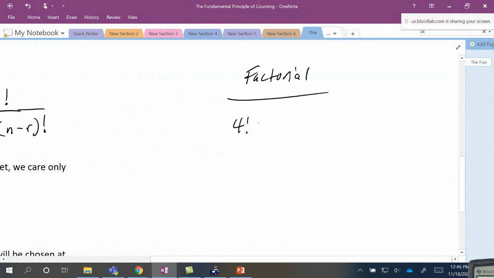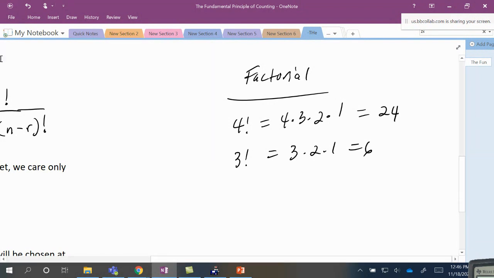For example, 4 factorial equals 4 times 3 times 2 times 1. If we multiply 4 times 3, we get 12. 12 times 2 is 24. And 24 times 1 is 24. So 4 factorial is 24. 3 factorial is 3 times 2 times 1, which is equal to 6.